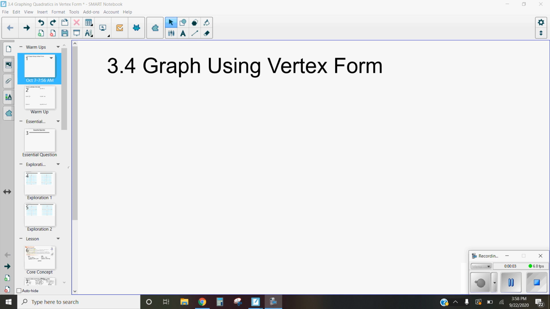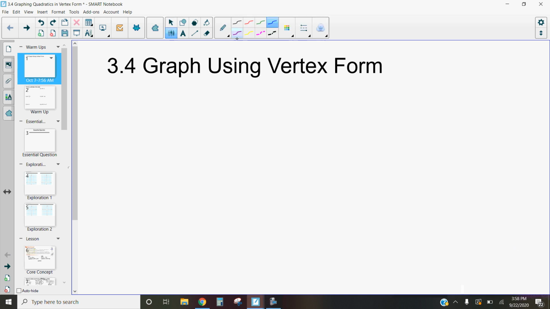Hi, this is Mrs. Kidman, and in this video, I'm going to be reviewing how we graph using vertex form. Now, when we talk about graphing a quadratic in vertex form, a quadratic looks like this: f of x equals a times x minus h squared plus k.